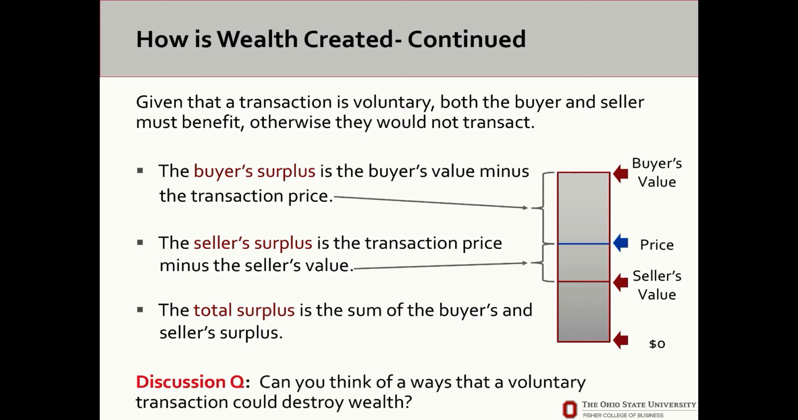This brings us to our next discussion question. We have discussed why voluntary transactions must create wealth. Try to think of something that we have not included in our discussion that could lead to a voluntary transaction destroying wealth. Write this down and we'll discuss in class.